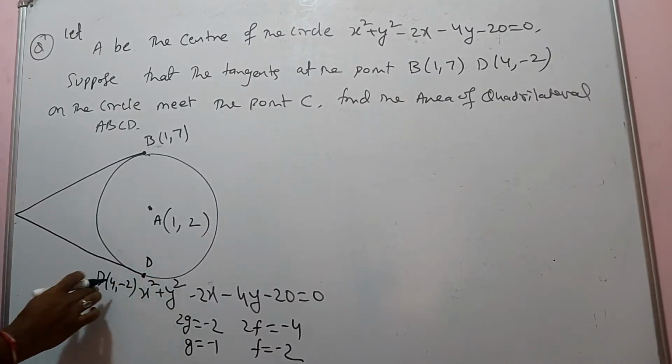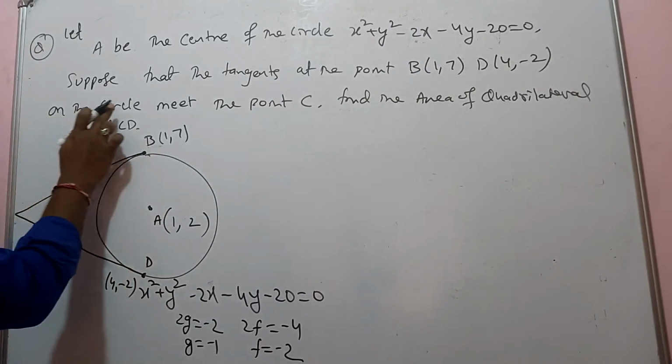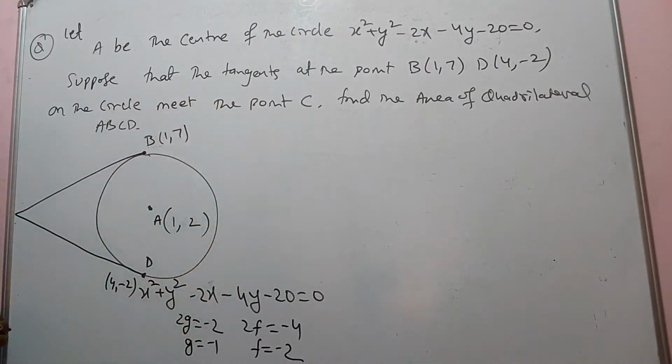So this is the D point, and this is the B point. On the circle, the tangents meet at the point C. The meeting point is outside the circle. This is C. Find the area of this quadrilateral.